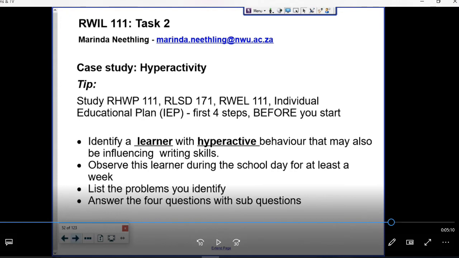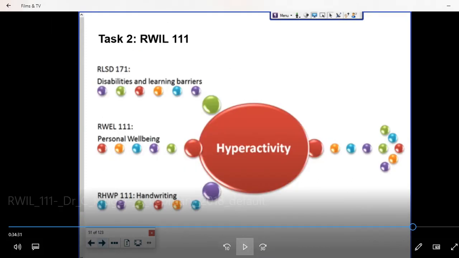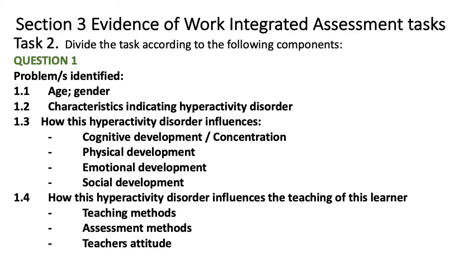Then in your task 2, remember you're talking about hyperactivity. So there you're going to identify a learner with hyperactive behavior that may also be influenced by writing skills. Observe this learner during the school day for at least a week. List the problems you identify, and then you're going to answer in 4 different sub-questions. And there's an example from your RLSD and your RWIL and your RHYP, and you can link all those. So you need to link all those modules together when you talk about your learner with hyperactivity and writing difficulties.